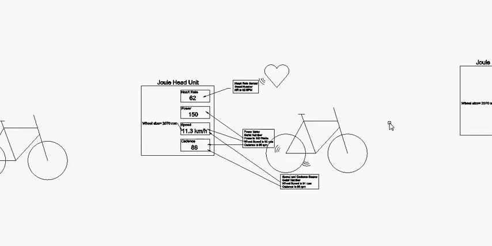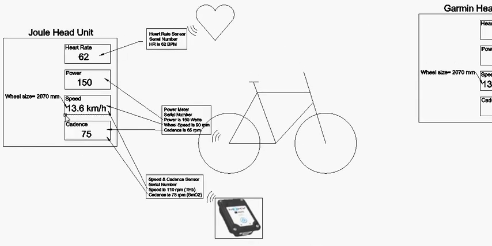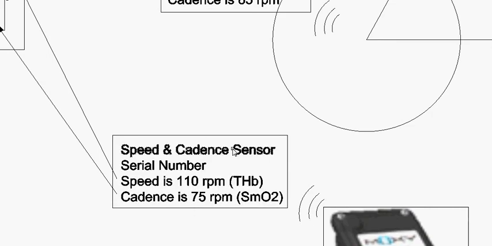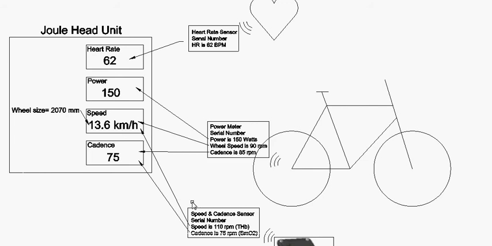And that's relevant because when we use the Moxy to connect with units that don't have muscle oxygen profile, we have the Moxy pose as a speed and cadence sensor. So rather than saying it's a muscle oxygen sensor, it says it's a speed and cadence sensor, it gives its serial number, and then it encodes the THB data as speed data in RPMs, and it encodes the SMO2 data as cadence data in RPMs. And then that will show up on the head unit.